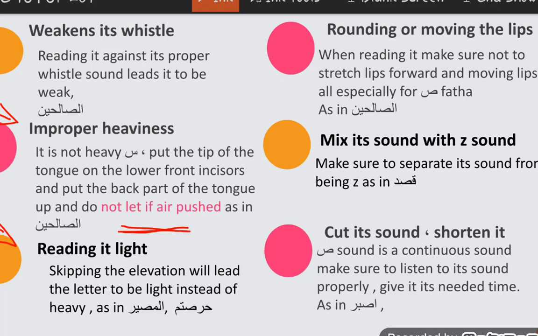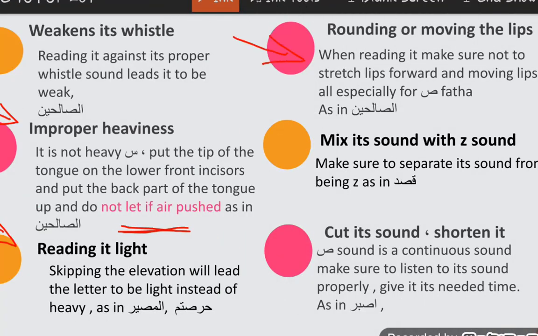Number three is reading it with no heaviness at all, or reading it as a light letter. That may happen for Sad with Kasra, or sometimes when it follows a light letter, like harastum. Some may do it as harastum with a Seen, which is wrong. The next example may be al-masir. It is elevated, yes, but it is not Seen. It is Sad. Al-masir, like this. So reading it light is one of the mistakes that may happen to letter Sad.